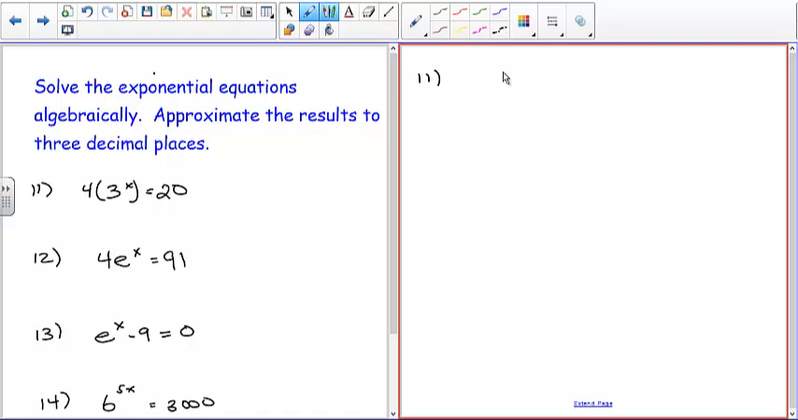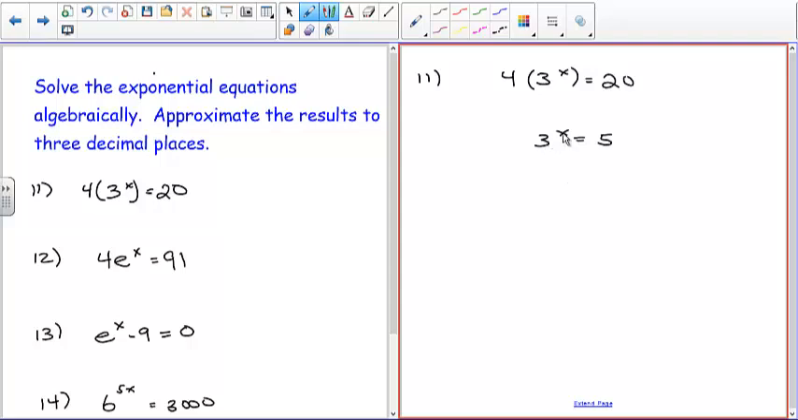So this first problem, the first thing we're going to do is divide by 4, because that's just a constant. So 20 divided by 4 is 5. Now we have an exponential equation without any constants in front of it. It's just the base raised to some power.